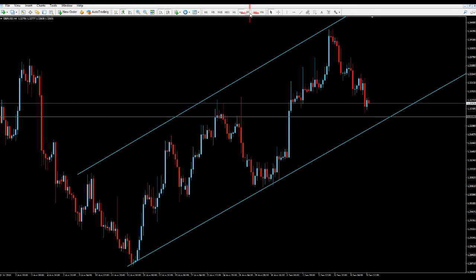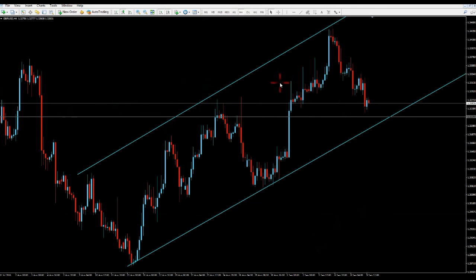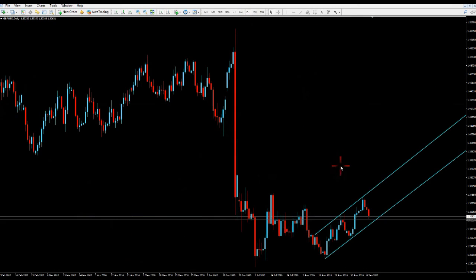As you can see, the lines look great on the daily, but if you go to the lower time frames, they're not touching the candle. So if you're going to do short-term, you're going to have to adjust these lines. But as you can see, it's a nice channel, so trade accordingly on the GBP.